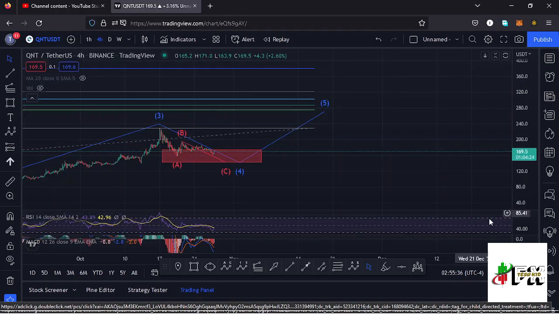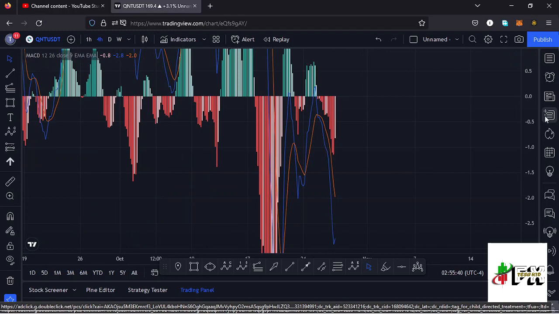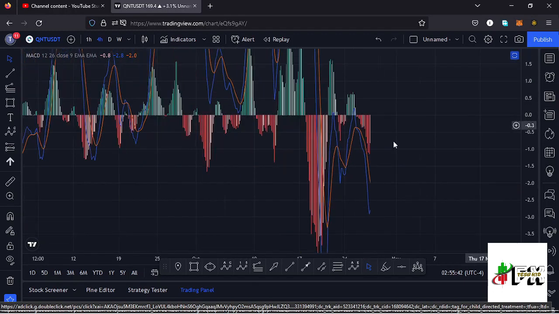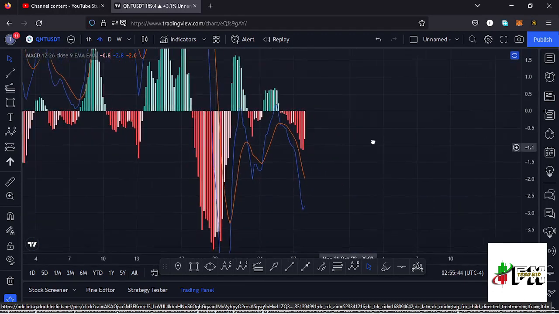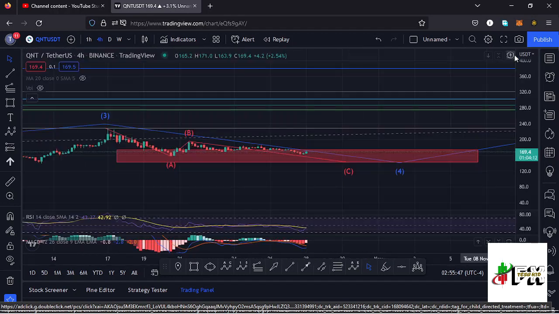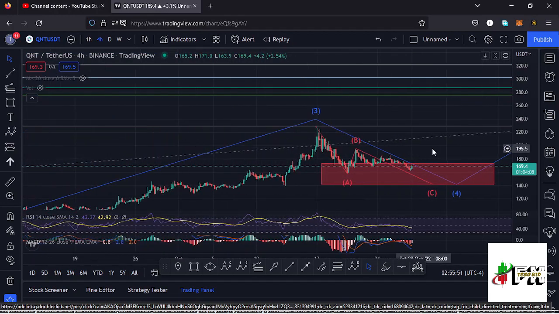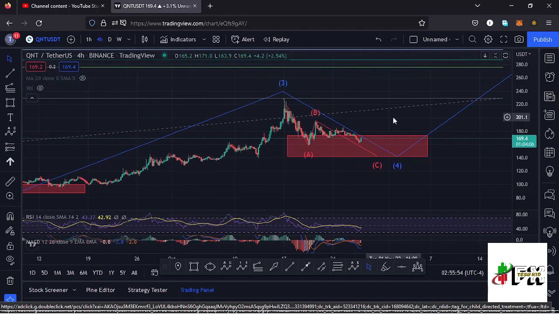Also taking a look at the MACD. On the MACD, we have printed a bearish cross, and that supports my movement to the lower side in the formation of a fourth wave. So lower prices are coming our way. Let's be prepared for that and continue watching that target area that I have drawn out here on the quantum chart, and also the key areas of support and resistances.